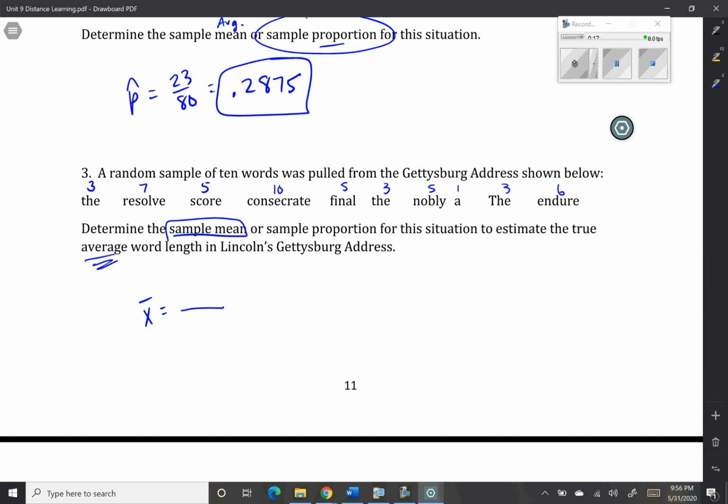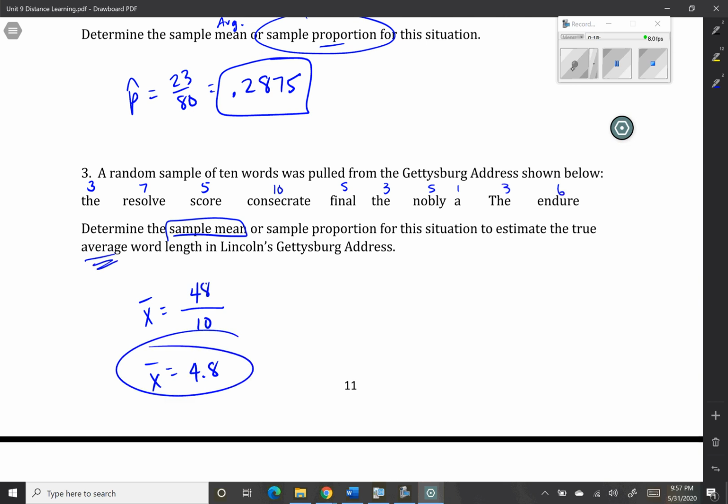So if I take 3 plus 7 plus 5 plus 10 plus 5 plus 3 plus 1 plus 3 plus 6, I did something wrong. So if I add all those numbers up here, I get 48. Divide that by 10, and I have my sample statistic of 4.8.